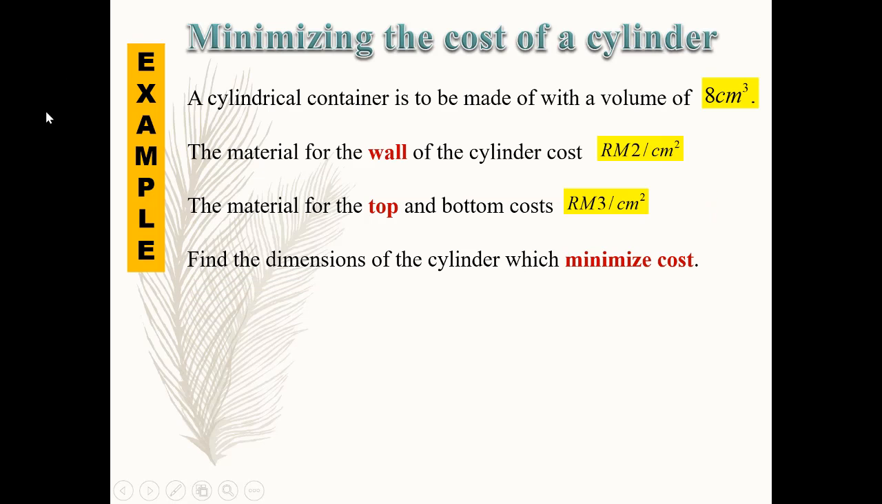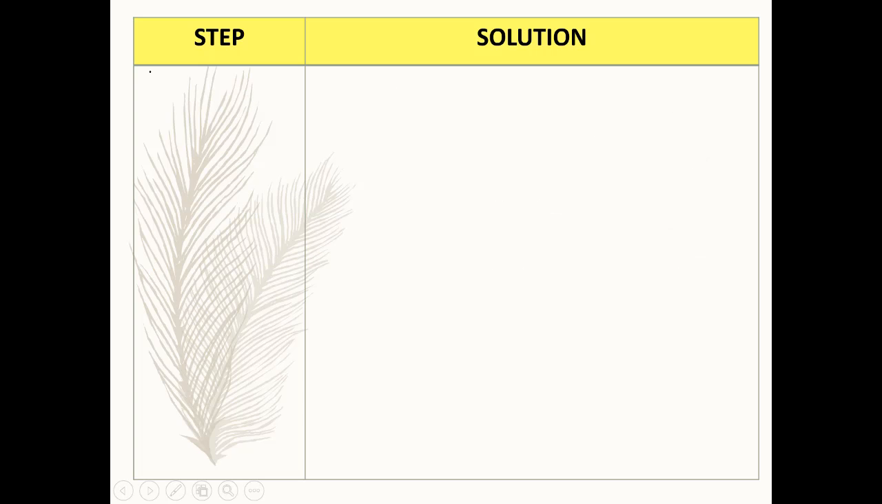Hi, today we are going to discuss optimum value problems. So our target today is to minimize the cost of a cylinder, which we are given the volume of the cylinder, the material cost for the wall, top and bottom. So the first step is we need to find a function that will minimize the cost.